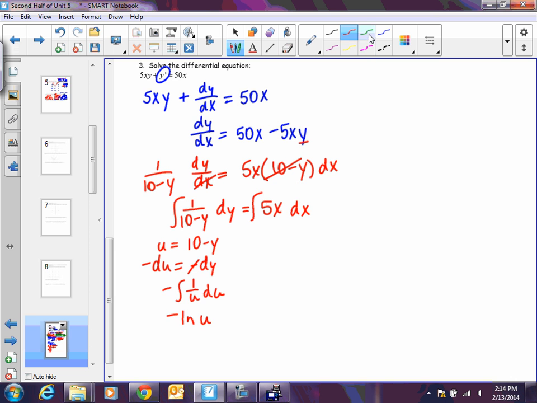And what I'm going to do is just go ahead and write it over here. Negative natural log 10 minus y. I think some of you can go from here to here and remember the negative. That's great. If not, you're going to have to go through the steps with the u and the du, okay? What about 5x? What's that antiderivative? 5 halves x squared, and we know we have our plus c.